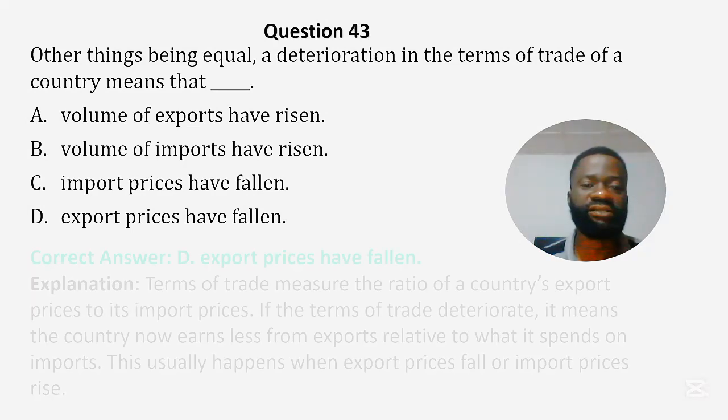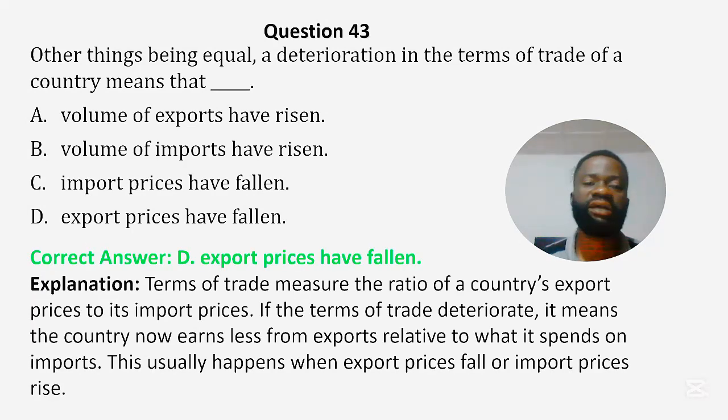The correct answer is option D. Export prices have fallen. Terms of trade measures the ratio of a country's export prices to its import prices. So if the terms of trade deteriorates, it means the country now earns less from export relative to what it spends on imports. This usually happens when export prices fall or import prices rise.